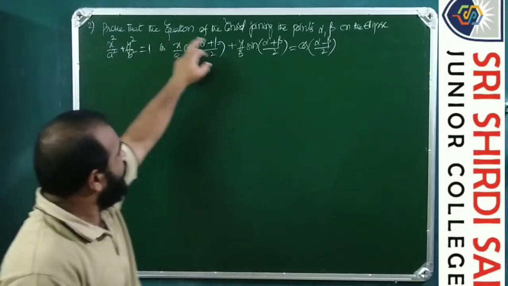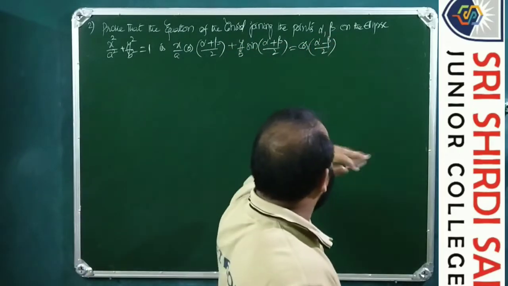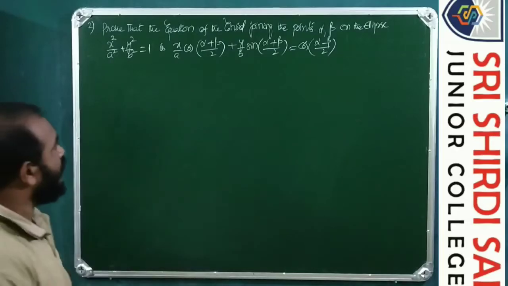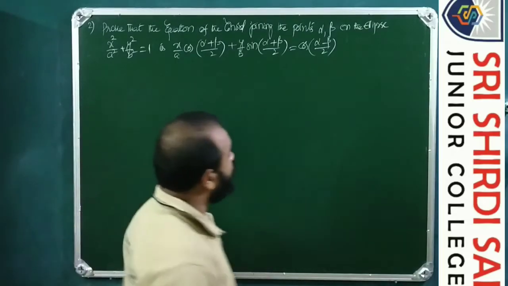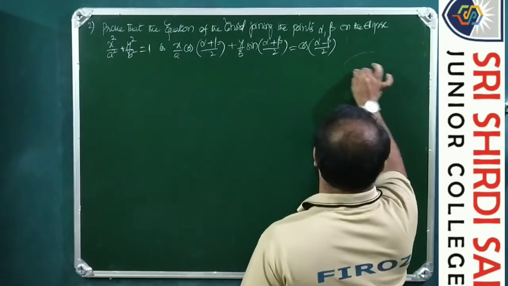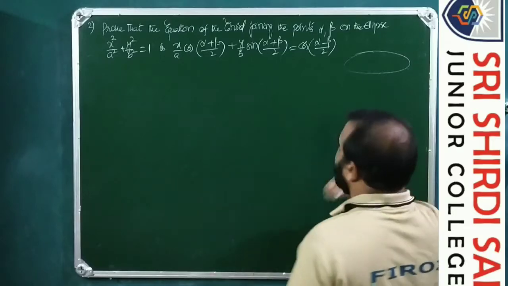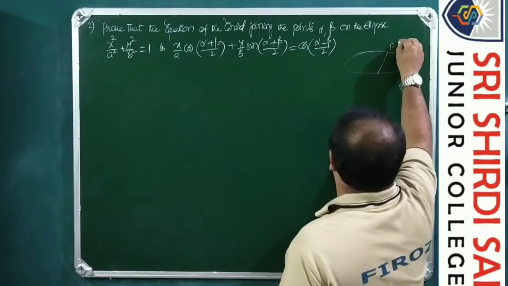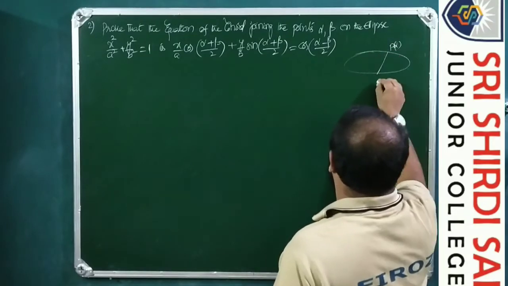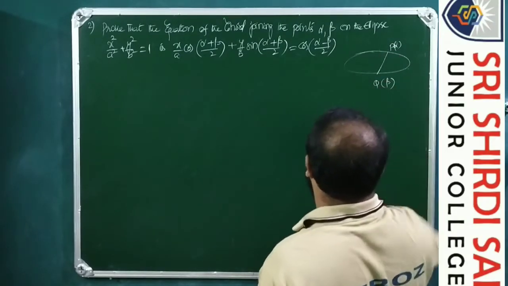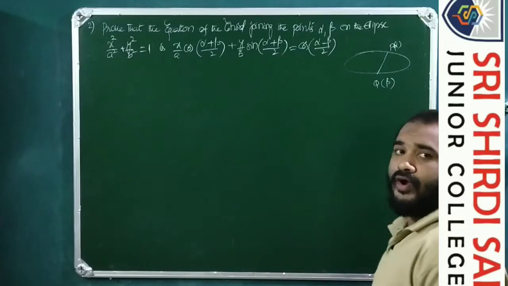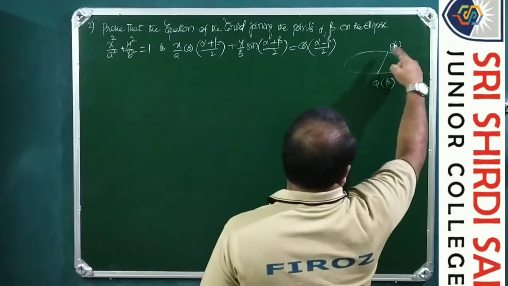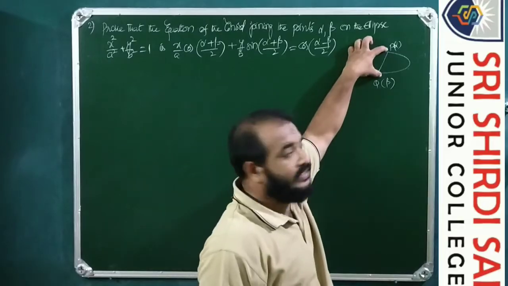Prove that the equation of the chord joining the points alpha, beta on the ellipse x square by a square plus y square by b square equals 1 is this, we need to show. That means this is the ellipse given, and P alpha point and Q beta point. Let us take the parametric points on the ellipse. So this is the chord joining the 2 points.